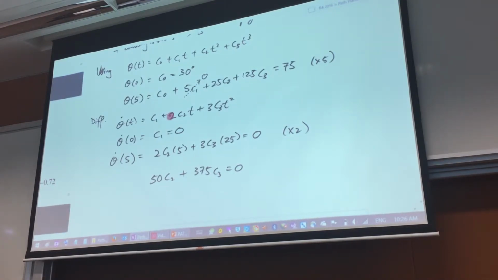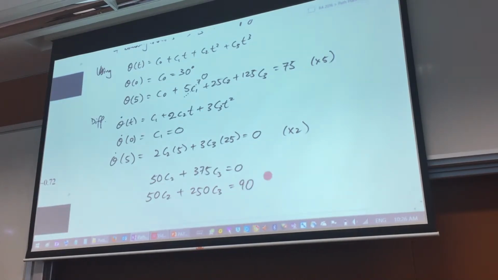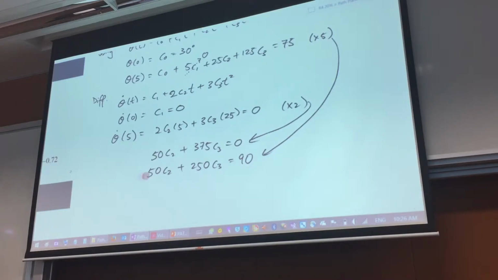This one is actually for this, right? This line here is for this. So the other one would be 50 C2 plus 250 C3 equal to 90. Right, so this is for that. That one is for this. Okay. And then we take the difference.